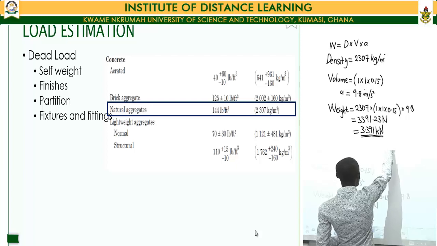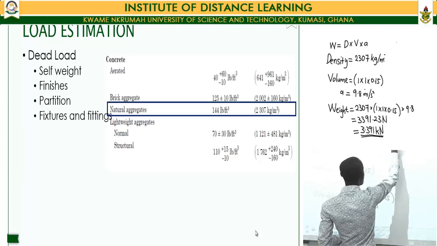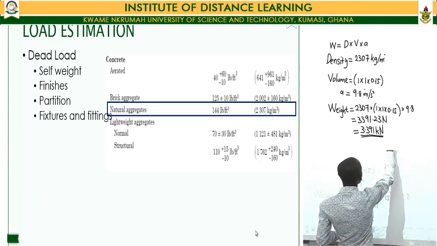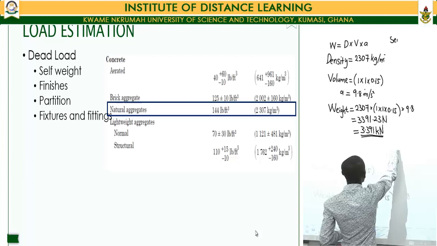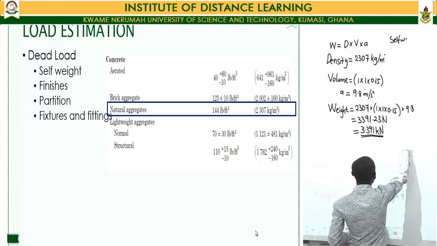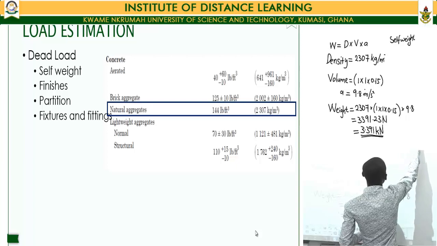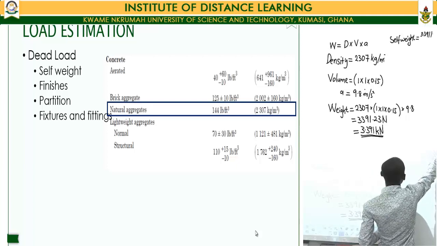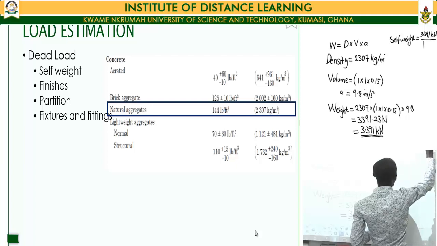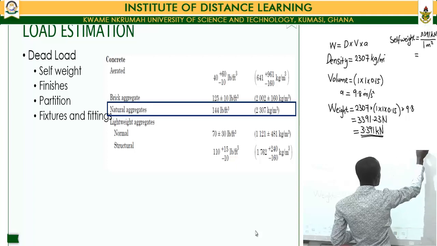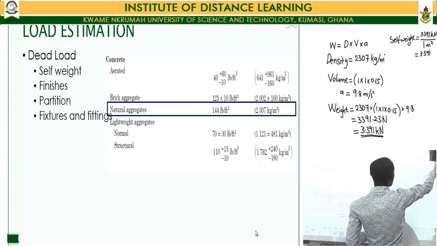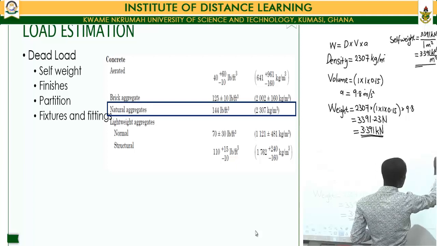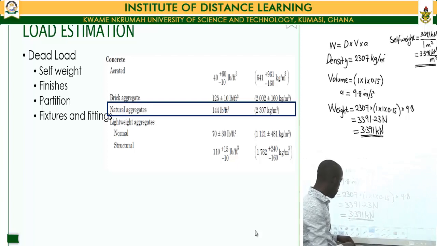our design or our characteristic load would be equal to, because we're considering a 1 meter area, our characteristic load will be equal to a self weight would be equal to the 3.391 kilonewtons multiplied by the 1 meter squared, which would still give us 3.391 kilonewton per meter squared. So then that becomes the self weight of our floor slab per meter squared.